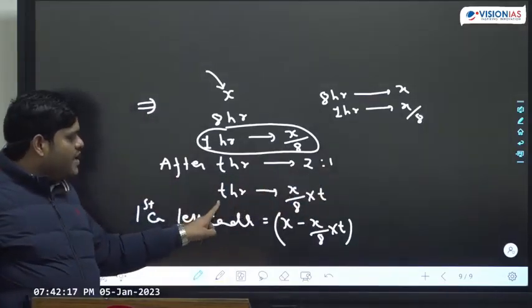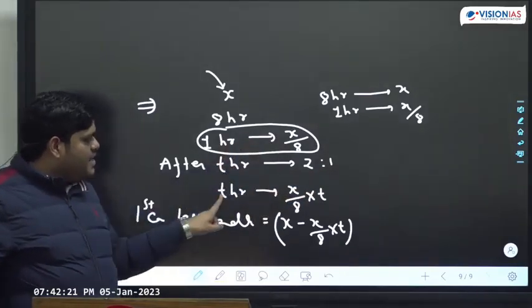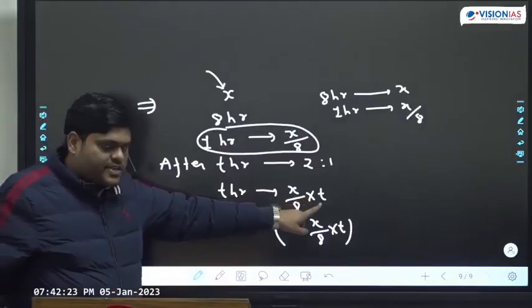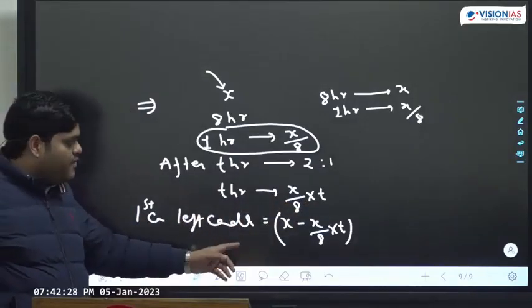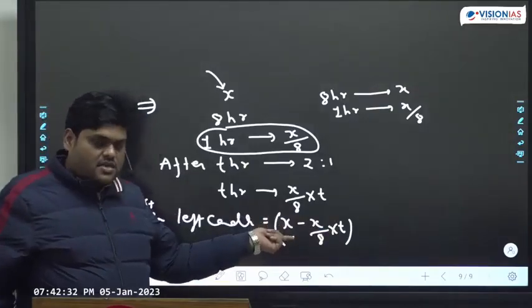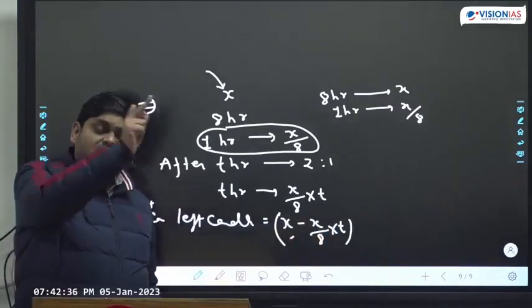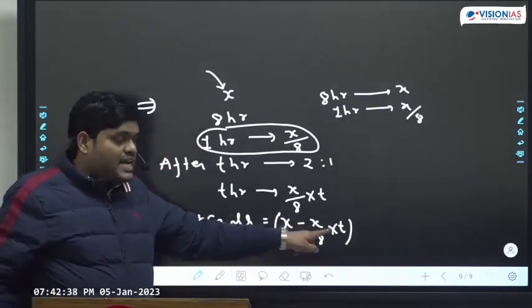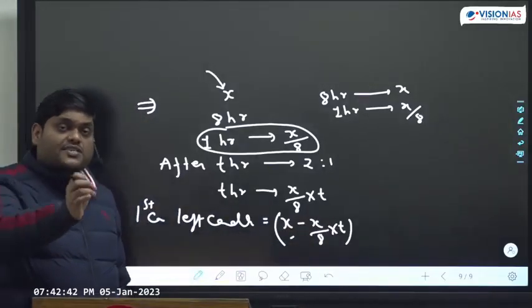So in T hours, how much candle will be consumed, when in 1 hour it is X by 8? X by 8 into T. Now the first candle left after T hours will be X minus X by 8 into T, because originally it was X. We are doing the same thing, but in the format of T. Why in the format of T? Because with the help of options it looks difficult.